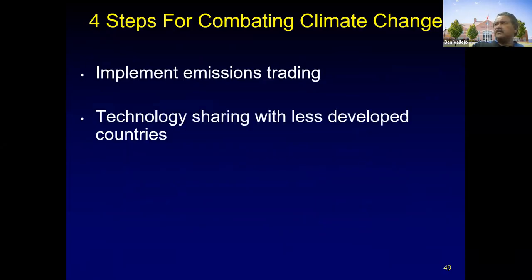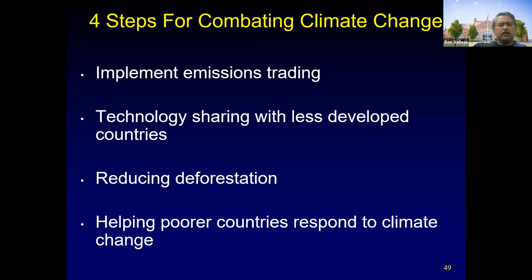Emissions trading. You read about that and see that on the news about carbon, meaning carbon demands and carbon levels. Technology sharing with less developed countries, reducing deforestation, which we have done, but we need to do even more, and helping poorer countries respond to climate change.